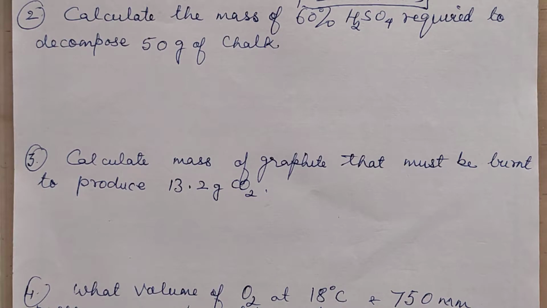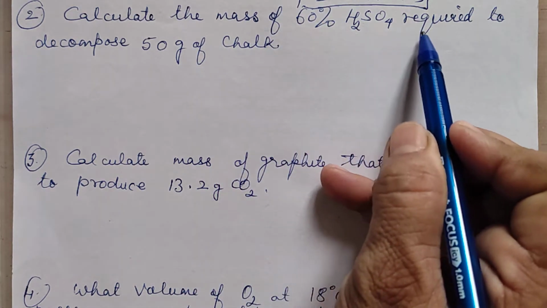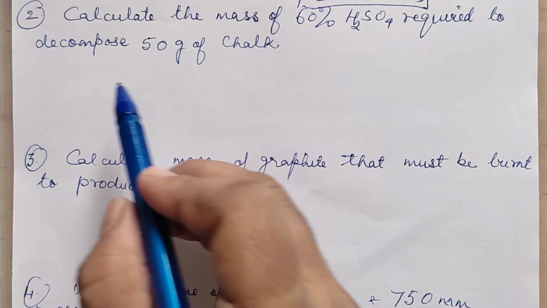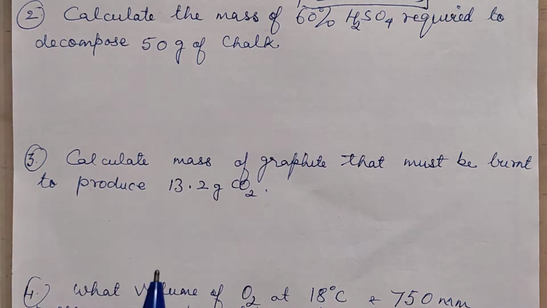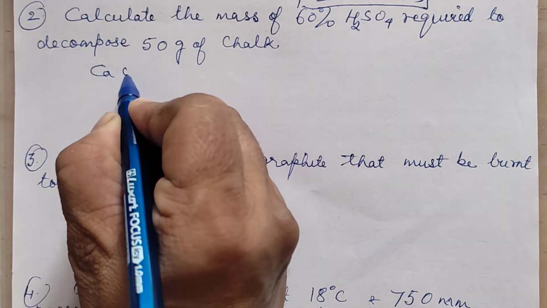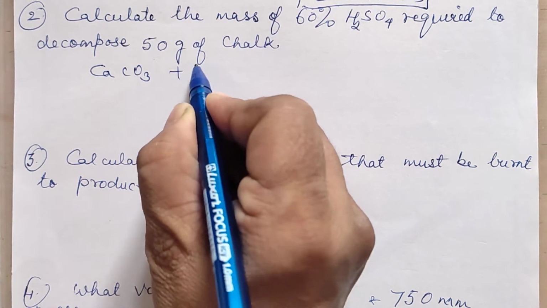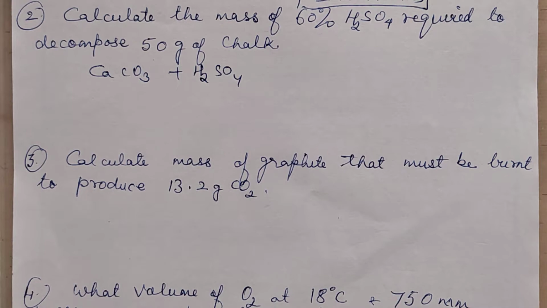Now moving on to the next question. The question says, calculate mass of 60% sulfuric acid required to decompose 50 gram of chalk. Means basically they are reacting chalk. Chalk means calcium carbonate. They are reacting calcium carbonate with sulfuric acid. Now sometimes you are also given in terms of the percentage. Percentage means it is not pure. Sulfuric acid is 60% pure.